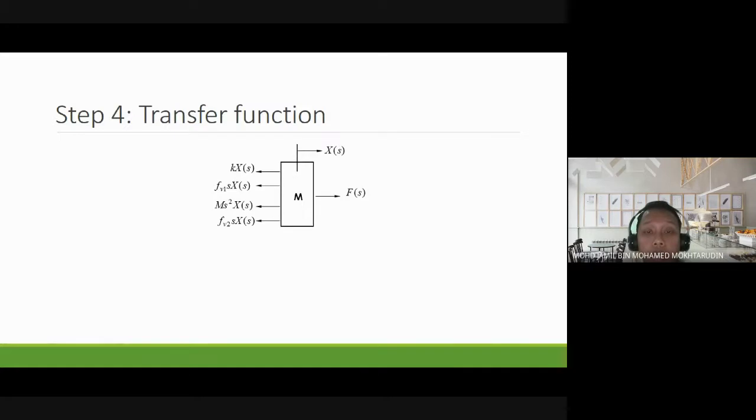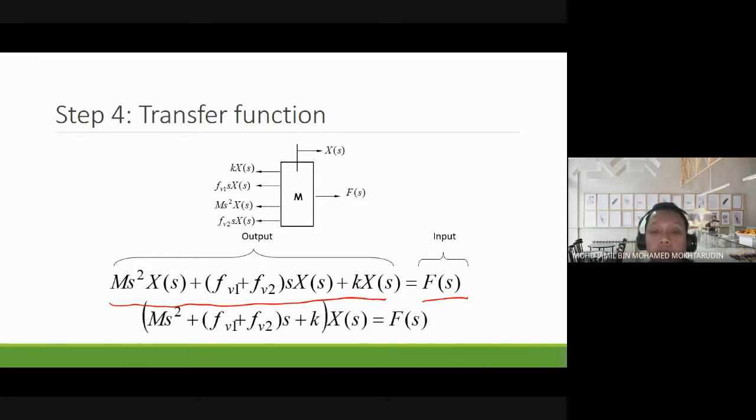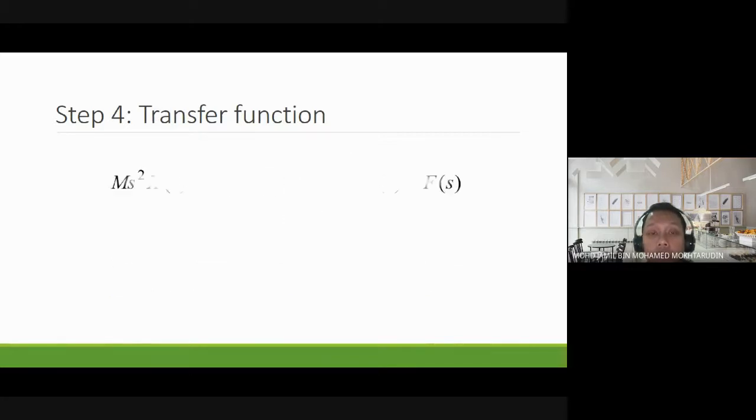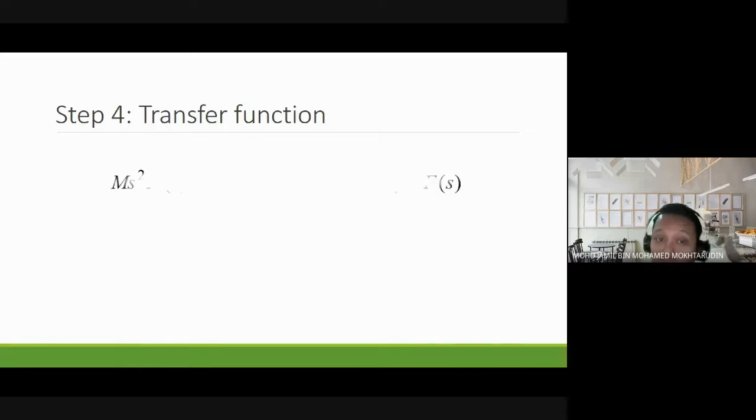Then from the frequency domain free body diagram, we can write the equation of motion. Basically, you just equate the forces acting backward to the forces acting forward. The left hand side is the forces acting backward, equal to the forces acting forward. Then factorize big X. After you factorize big X, you can determine the transfer function. Usually the transfer function is output over input, so X over F.